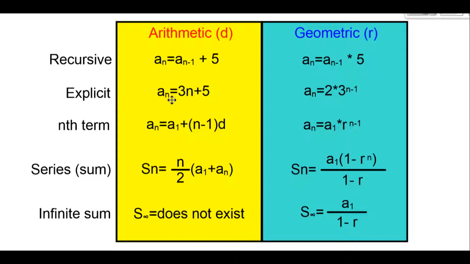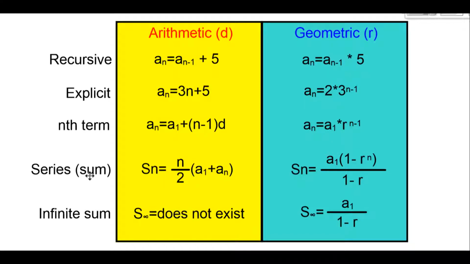Okay, so here's an example. Looks like arithmetic. And here's an example of geometric. Notice there's an exponent. This is supposed to be an exponent right here. 2 times 3 to the n minus 1. That's going to be kind of your giveaway that this is geometric. The formula for the nth term looks like this for arithmetic and this for geometric.